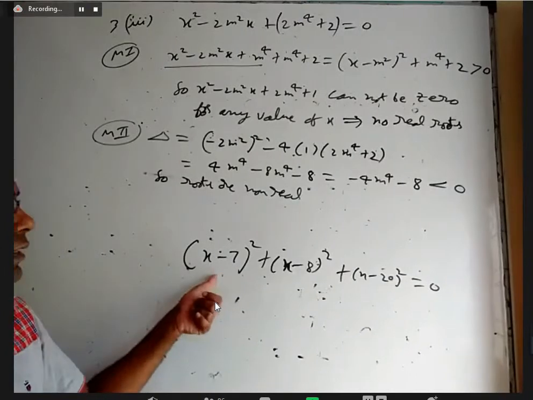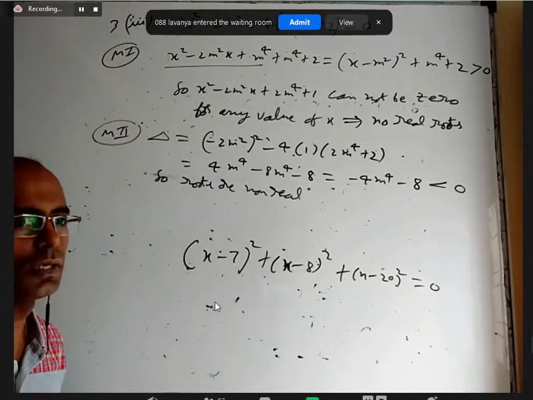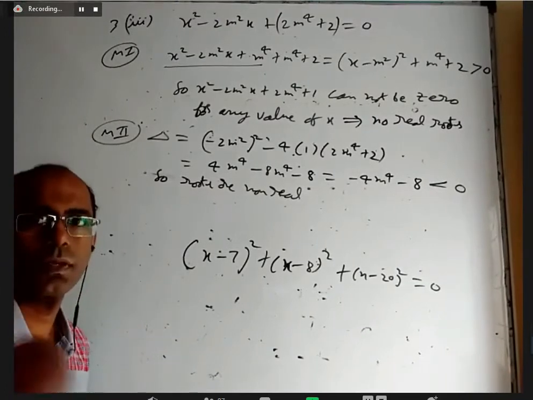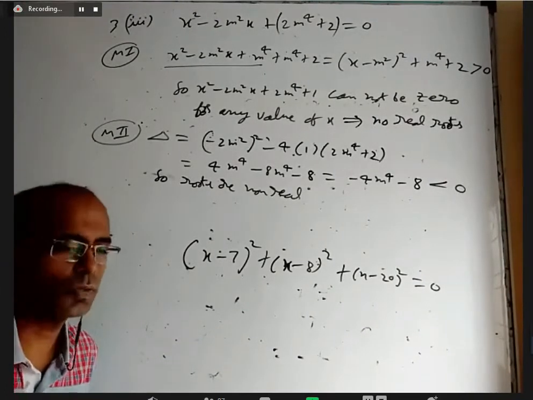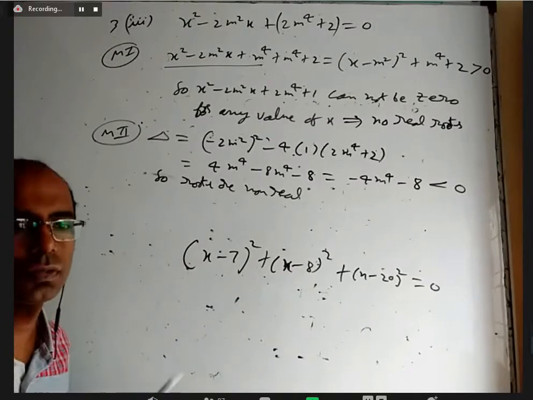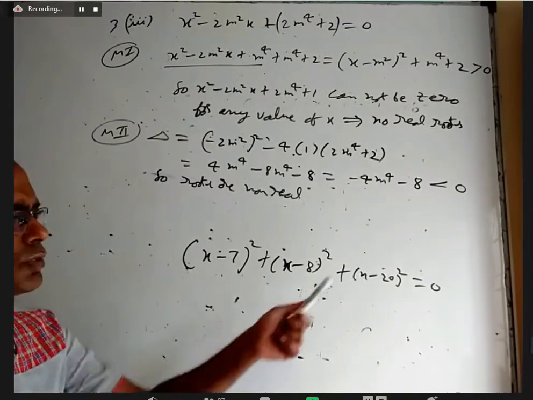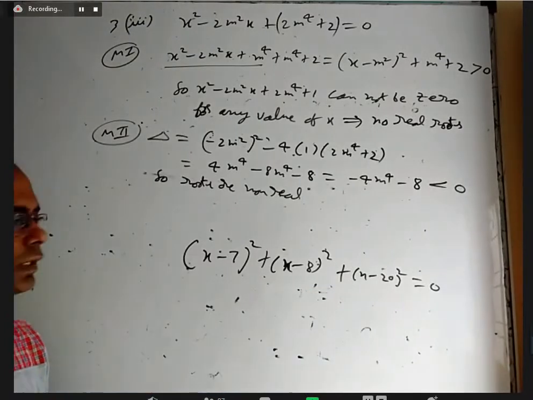If you put 7, this will become 0, but these two are positive. So each one of them is positive or 0. When you add all of them, it is only positive because the LHS is always positive. So there are no real roots. Whatever real number you substitute, 0 cannot come.